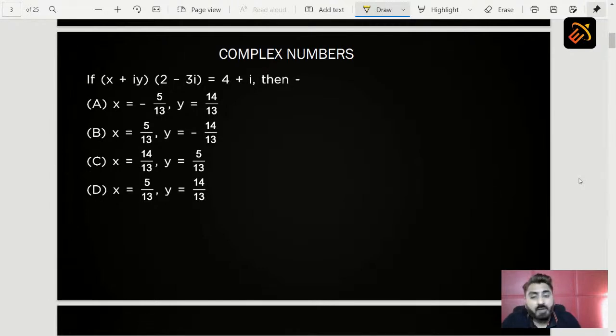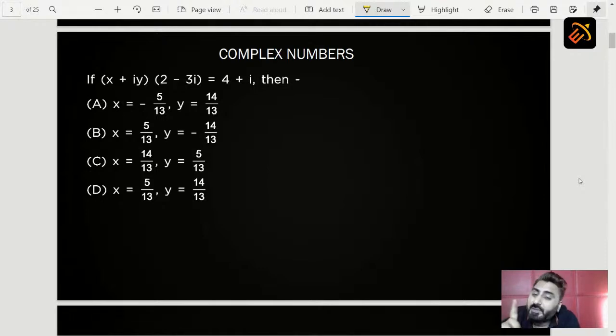Along with that, students, after finding the conjugate, we learned about the modulus of a complex number. So what is modulus? Modulus is basically root of x square plus y square. And how do we denote the modulus of a complex number? We denote the modulus of a complex number with mod z. After the modulus of a complex number, we learned about the amplitude and argument of a complex number.